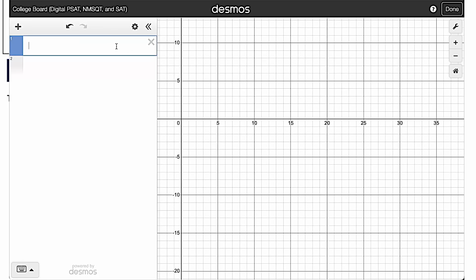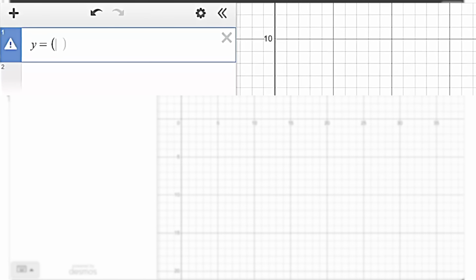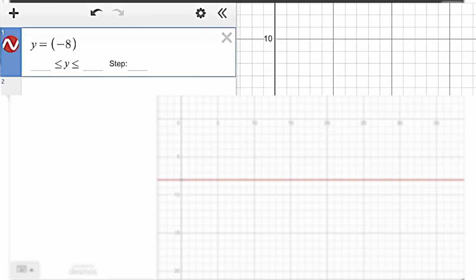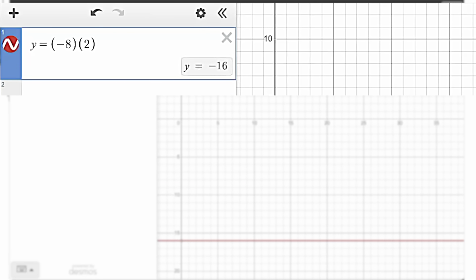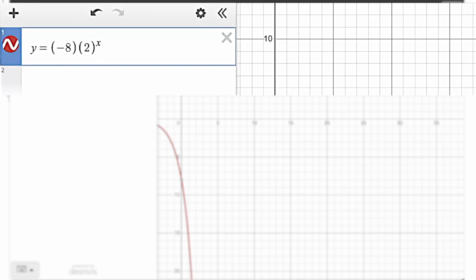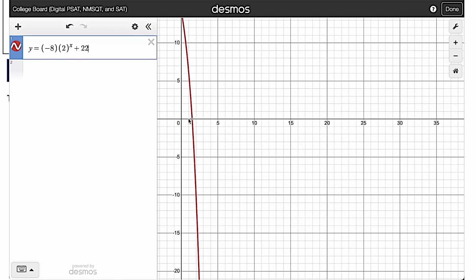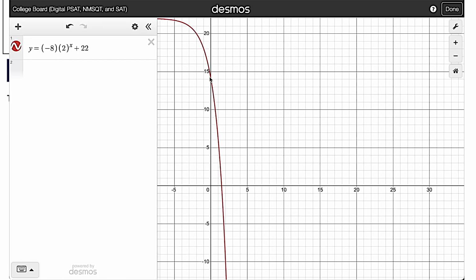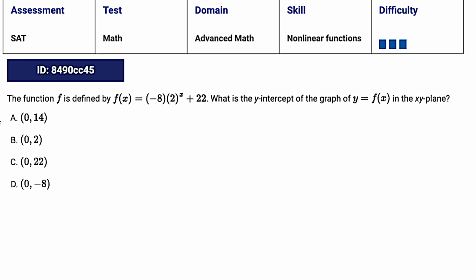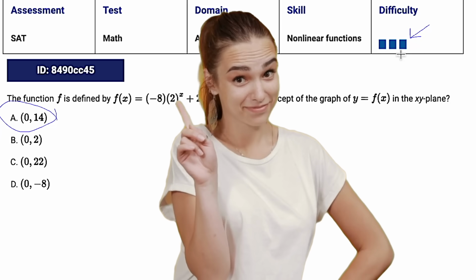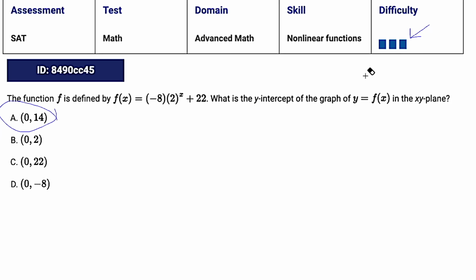It was f of x, so I'm just going to say y equals, and then we had in parentheses -8. Then we had in parentheses 2, and then raised to the x power, terrifying, I know, plus 22. And then it was asking us about the y-intercept. Y-intercept is, oh, that's the x-intercept. I'm like, why are they giving me a weird, okay, y-intercept is 0, 14. So just like that, our answer is A. And this was rated hard, by the way, difficulty level 3. I don't think so, not with Desmos. But here's the cool thing.